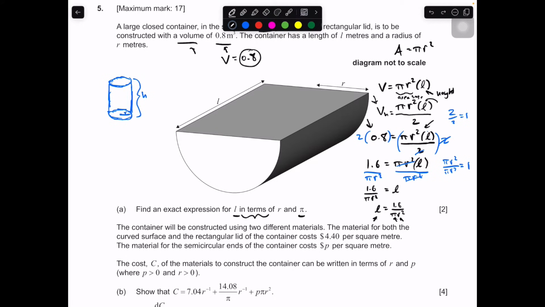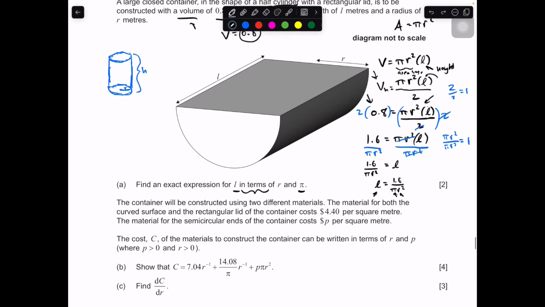Algebraic manipulation is challenging. Essentially we want to use opposite operations. So if we're dividing by 2, everything is divided by 2, we want to multiply by 2. If we're multiplying by pi r squared, we want to do the opposite and divide both sides by pi r squared. End goal is to get this variable, this L, all by itself.